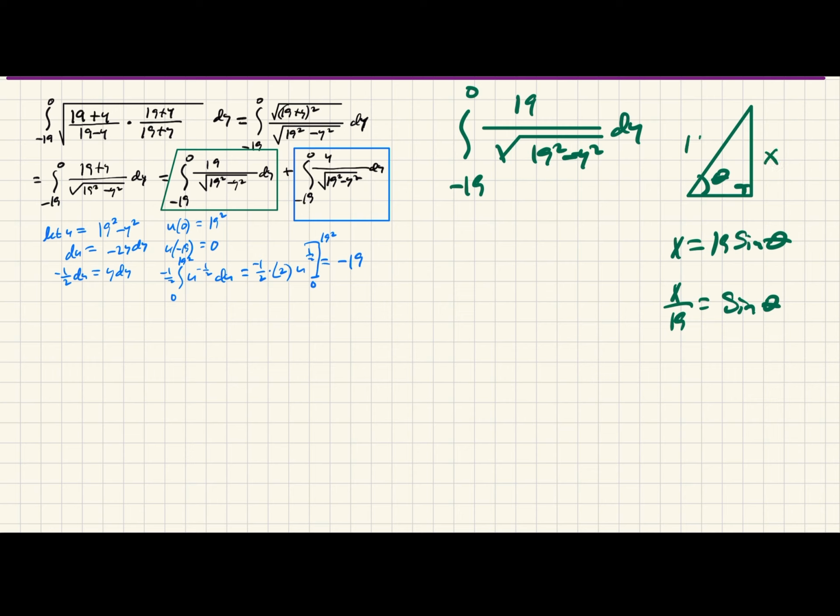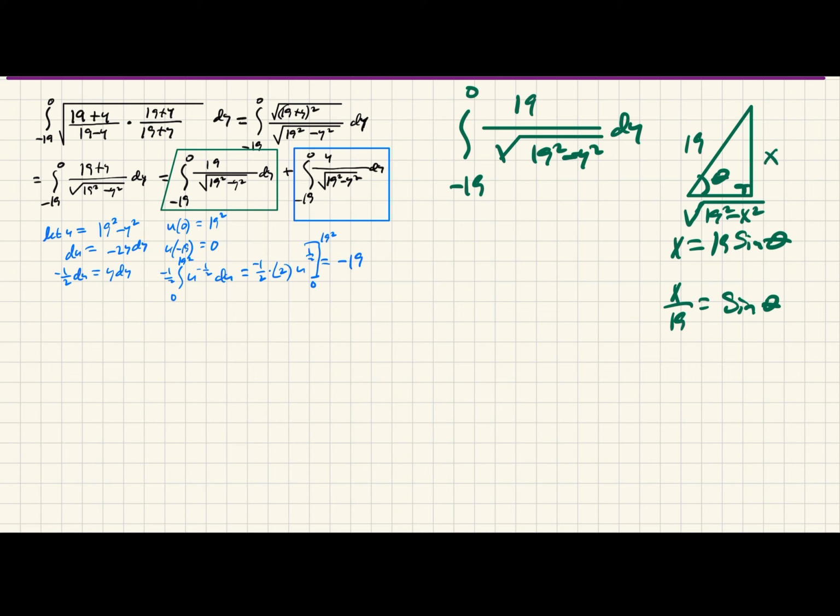That would put 19 here. And that would put 19 squared minus x squared here, right? So I believe that's what it's going to be. I think we've got it figured out here.